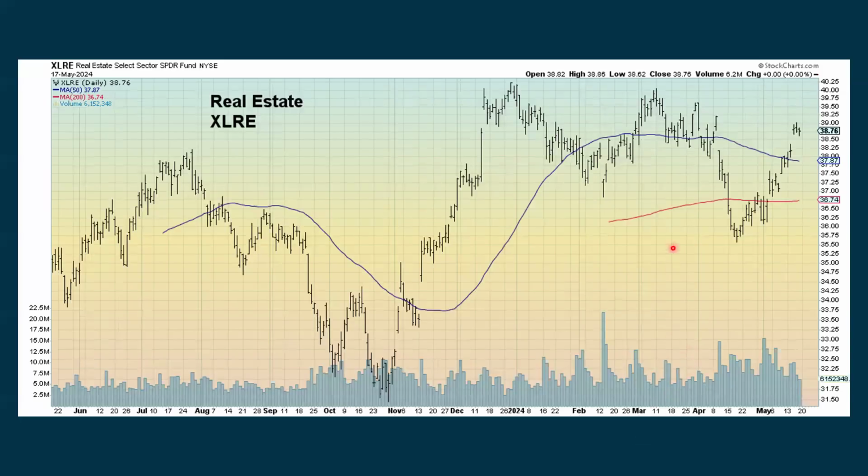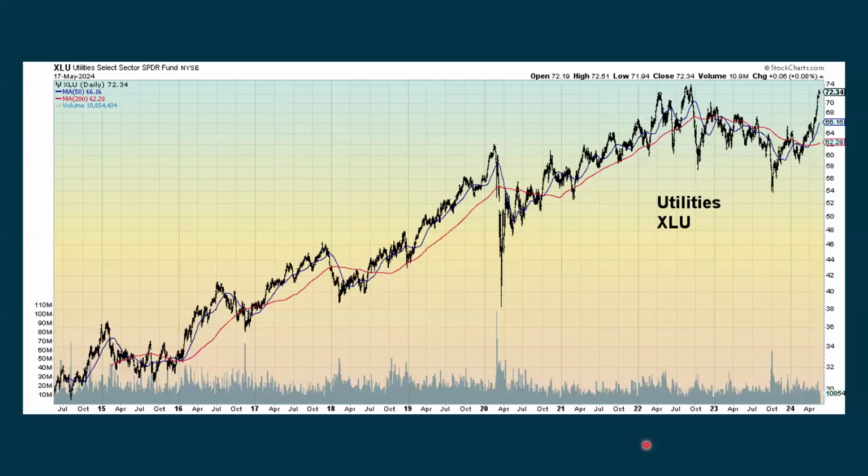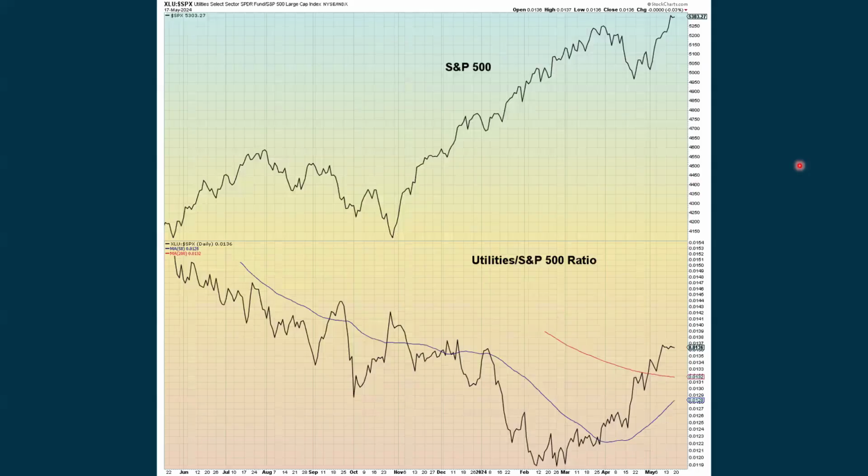Real estate, which was seeing some weakness as we were going down, is now starting to go back up and really chopping sideways, but still in a longer-term uptrend. But when we compare it to the S&P, it's really continuing to underperform. And utilities, another area that tends to be more defensive. This has just been screaming to the upside now, and I wanted to bring up a longer-term chart here. We're in an uptrend, and they're even starting to outperform a bit on a shorter-term basis with the ratio, but they're still in a longer-term downtrend.